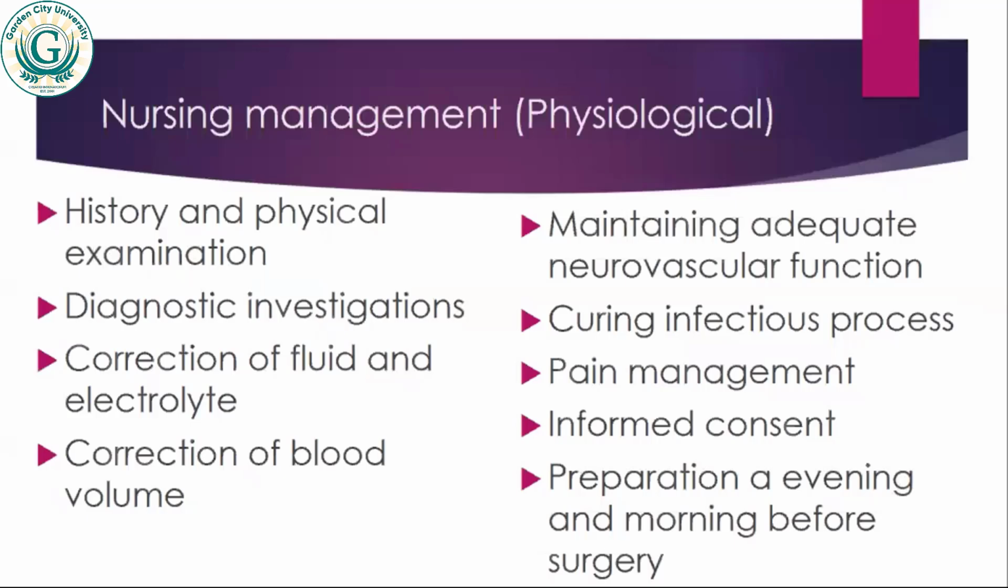Then the physiological. I said all these things are a bit of repetition from your Surgery One. So you do your history and physical examination again over here. It's very, very key. You want to do your diagnostic investigations. You want to correct fluid and electrolytes. After you've done your investigations and diagnosis, whatever outcome comes out of the results, you know how best you can correct any deviation. You want to correct blood volume.